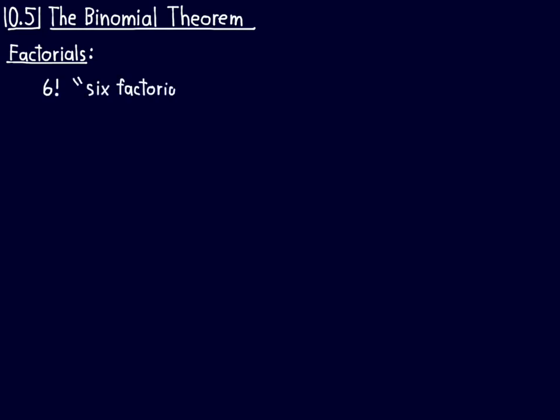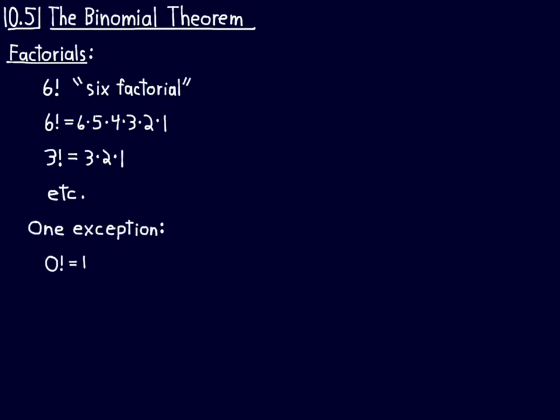This is written 6 factorial, 6 exclamation mark. We read it as 6 factorial, okay? And what it means is 6 times 5 times 4 times 3 times 2 times 1. Now, of course, you can always leave off the times 1. But you're basically multiplying, starting at 6, going down an integer each time until you get to 1. Okay? 3 factorial, 3 times 2 times 1, etc. So hopefully that's pretty easy to understand.